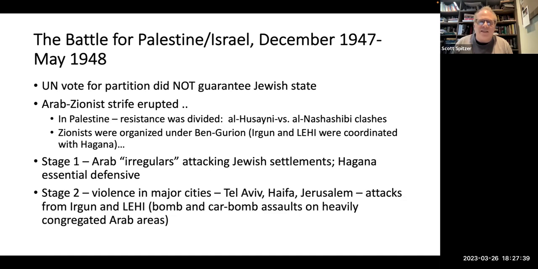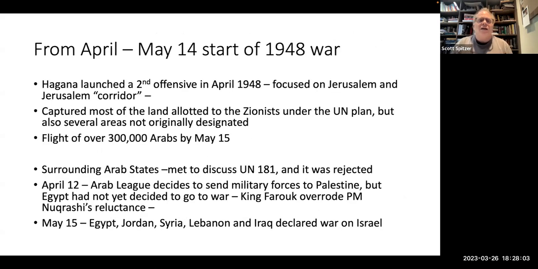In stage two of that civil war, violence breaks out in major cities, in Tel Aviv and Haifa and Jerusalem. Irgun and Lehi fight back. They're setting off bombs, car bombs, in heavily congregated Arab areas. A lot of civilians are dying. This is a civil war. It's nasty, right? A second offensive is launched by Haganah in April of 1948.